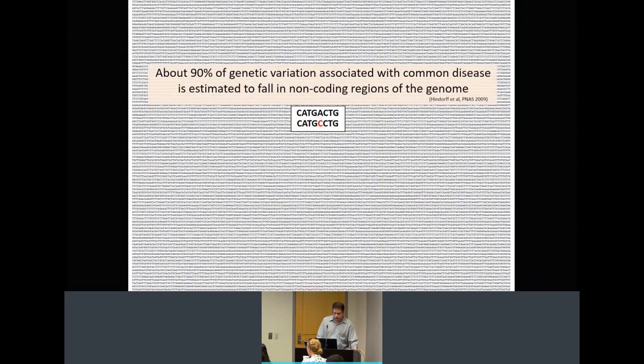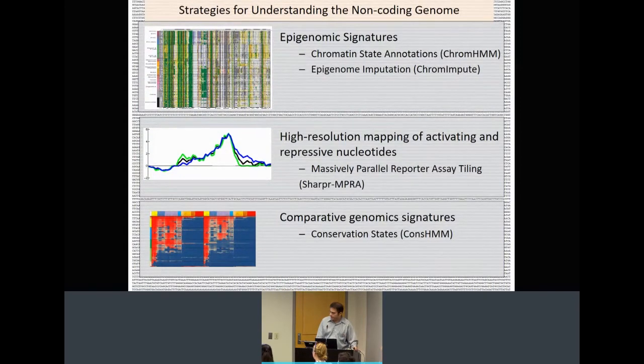And there's a lot of interest in this sequence, in part driven by one of the results that came out from genome-wide association studies, that the vast majority of genetic variation associated with common disease is falling into these non-coding parts of the genome. So the question for the field is, how do we make sense of variants and, in general, the sequence that doesn't code for proteins? And in particular, we're going to primarily focus on potential regulatory.